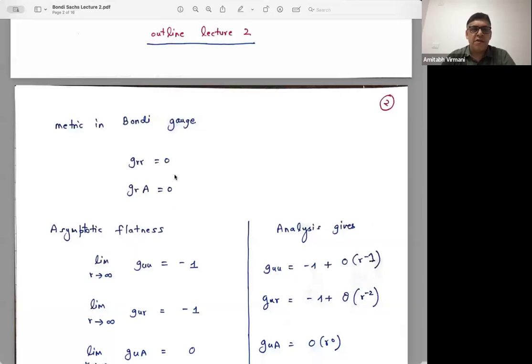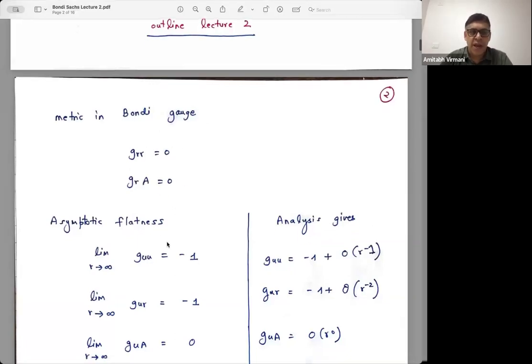Okay, so let me start where I ended yesterday. This was the last set of slides I had in the previous lecture. I said that when we write the metric in Bondi gauge, we are using u, r, theta, phi coordinates, and we use 4 gauge conditions. 3 of these gauge conditions are these: g_rr is 0 and g_rA equal to 0. And the determinant of the sphere part of the metric is set to be r squared times some function of theta and phi. So these 4 conditions completely gauge fix the metric.